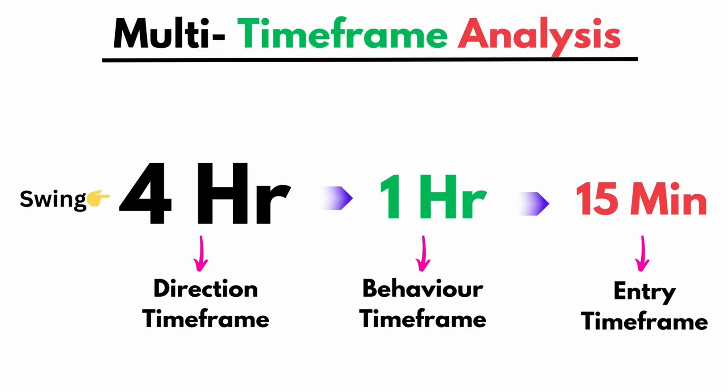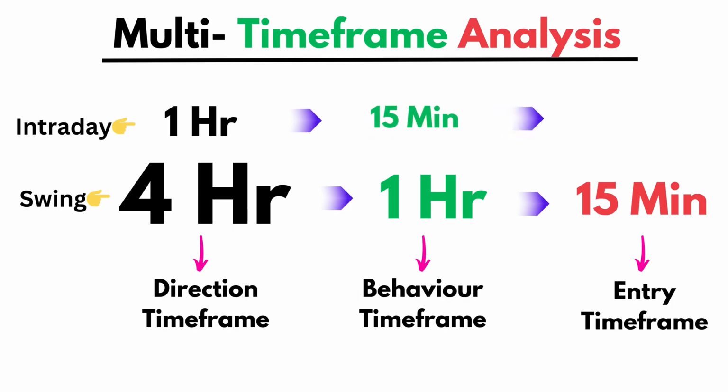For instance, intraday traders often rely on 4-hour, 1-hour, and 15-minute frames to refine their strategies and align their moves with market fluctuations. In contrast, scalpers, with their rapid-fire approach, opt for even shorter time frames. They typically employ a 1-hour frame to establish market direction, a 15-minute frame to understand behavior, and a swift 5-minute frame to pinpoint their entry opportunities.